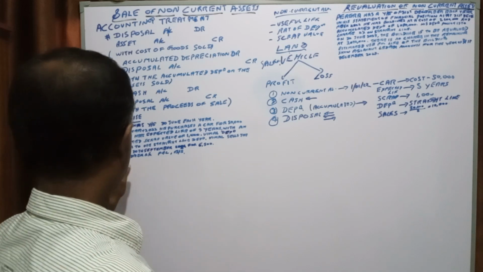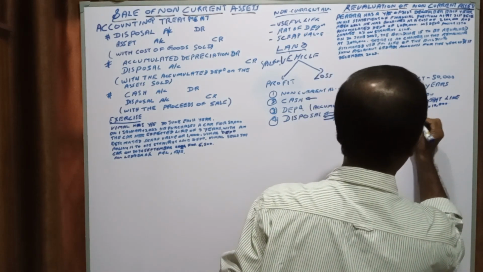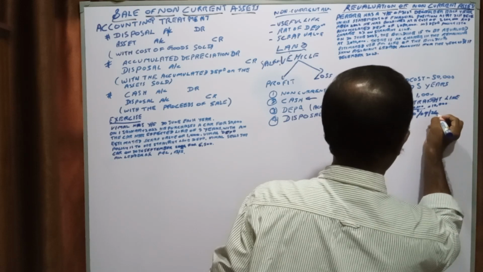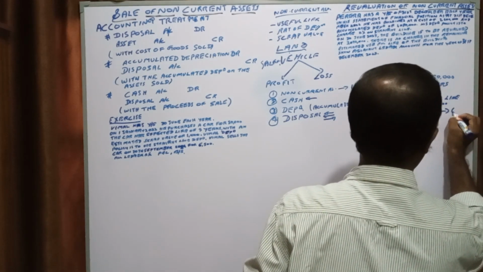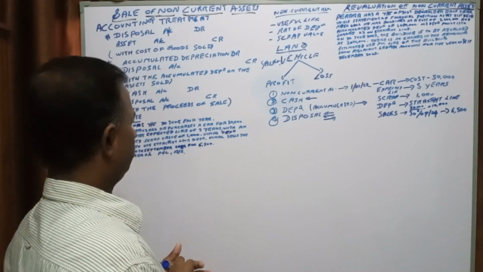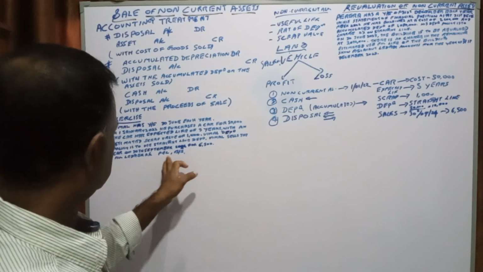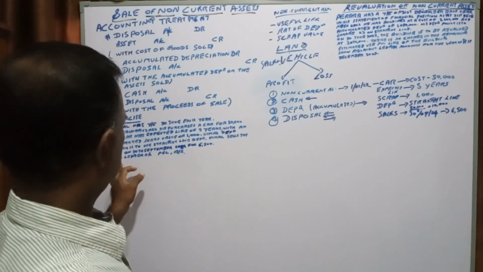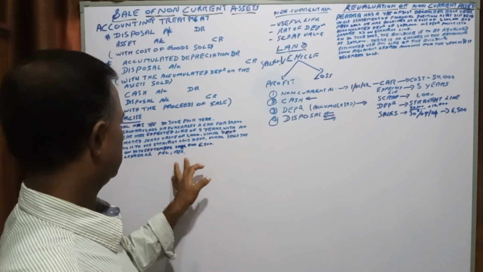Vimal sells the car on 30th September 2024. The sale value is 6,500. What is the requirement? You are required to prepare all the ledger accounts, the profit and loss account and the balance sheet.